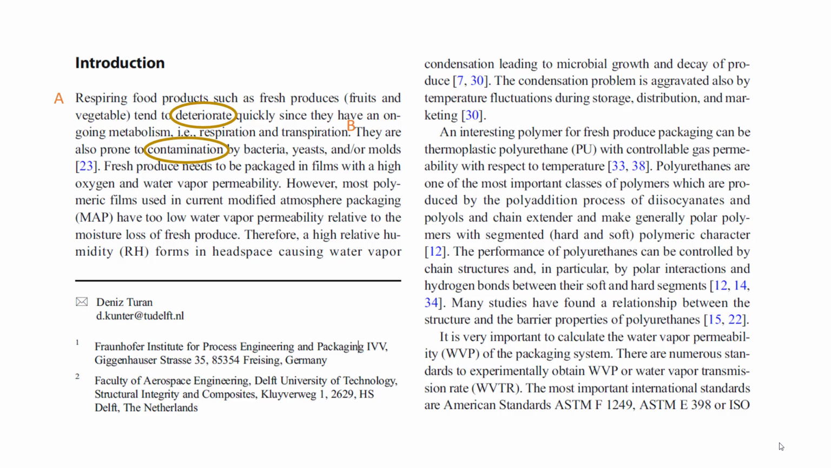The vegetables are going to deteriorate themselves, they're going to rot, and they can be contaminated by bacteria and other things. All right, the next statement looks at the packaging. And what I would like to say here is, if we're talking about protecting these vegetables, then the relationship between A and B leads to C. So I would actually add a signal phrase here to say, for these reasons, fresh produce needs to be packaged with films with a high oxygen and water vapor permeability.